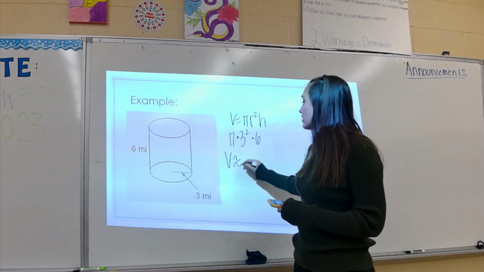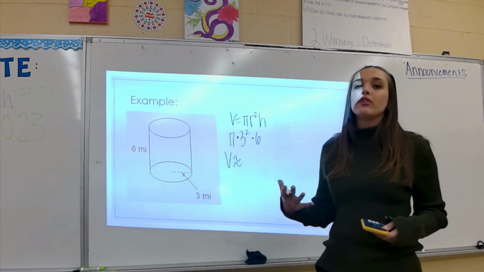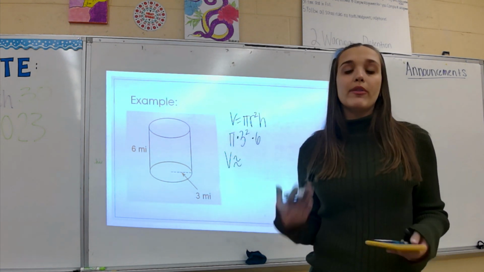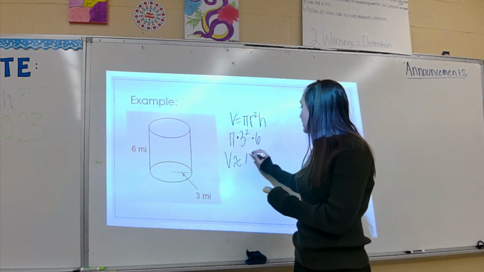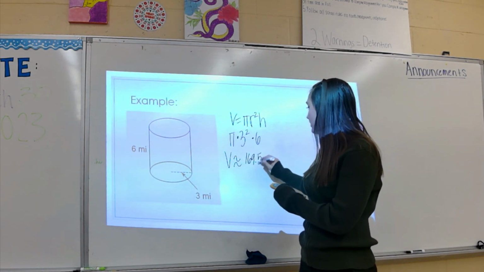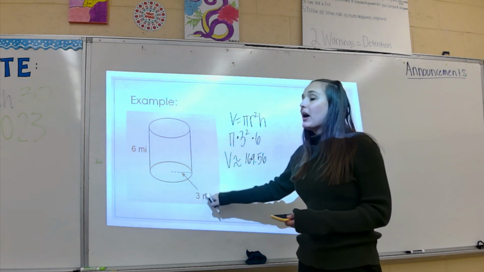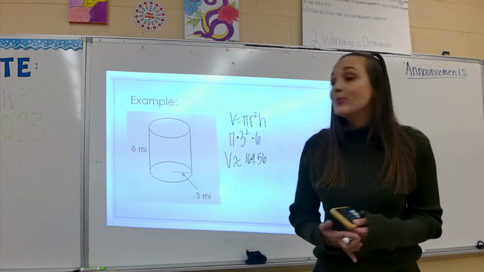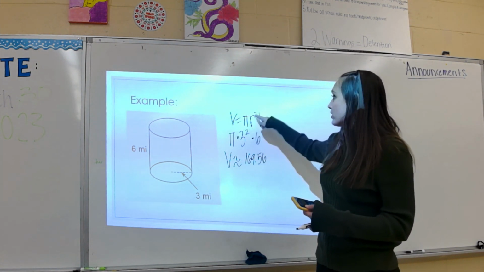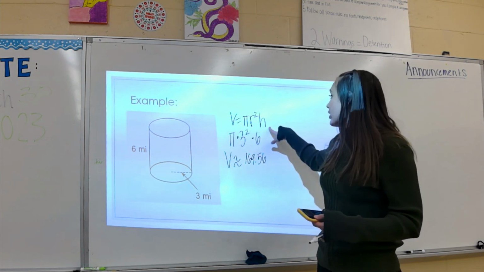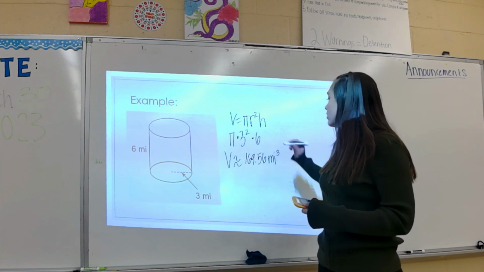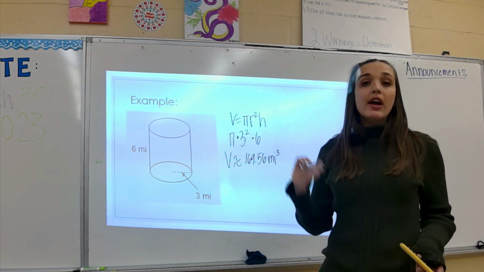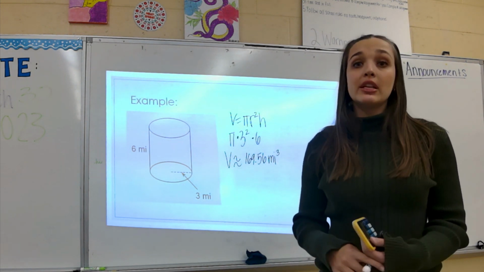We have to put the approximation symbol, because pi goes on forever, but also because I'm just using 3.14, I have to say approximately, because it's not exactly 169.56, and I label that as miles cubed. Volume is always cubed. We have two variables here, r and r, and the height is 3, so we have to do miles cubed. So this is how we would apply volume to a cylinder.